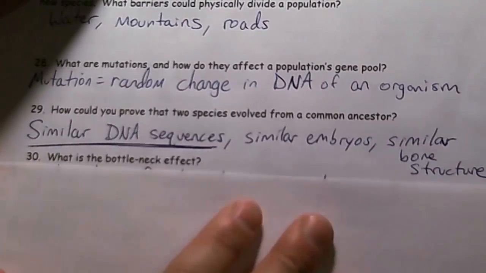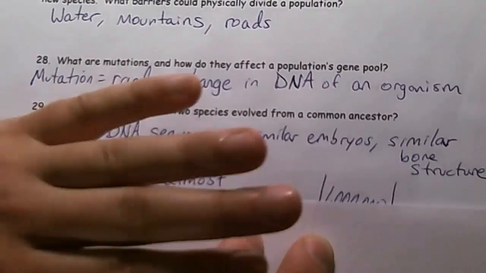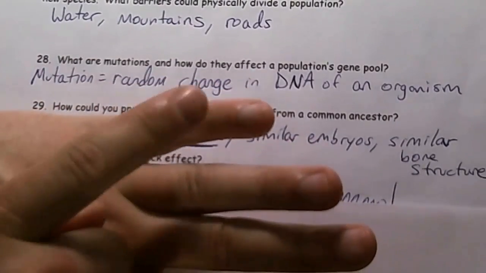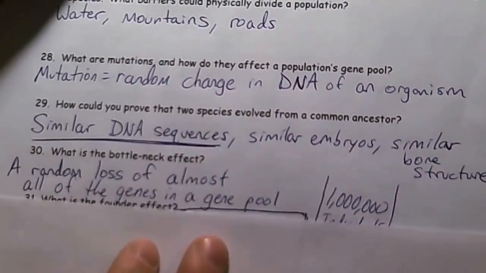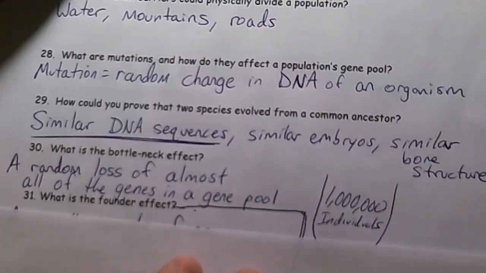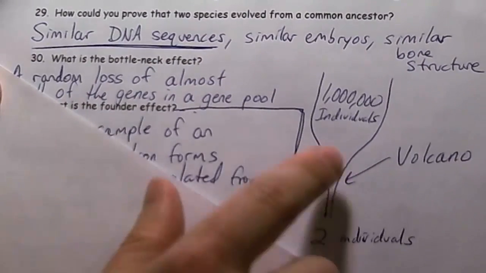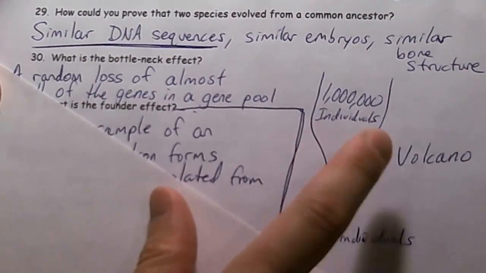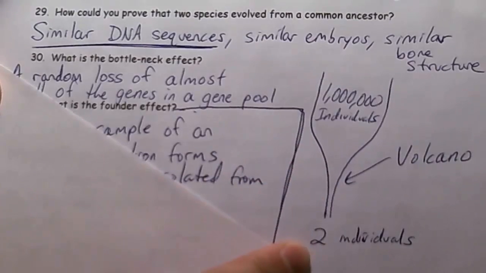Number 30, what is the bottleneck effect? This is a type of genetic drift. The bottleneck effect is another way that we can result in a small population, the pinky. It's a random loss of many genes in the gene pool, almost all of them. And it looks like this over here on the right, where if we start out with, say, 1 million individuals, they're going to go through this upside down bottleneck, and eventually maybe only 2 individuals actually survive.